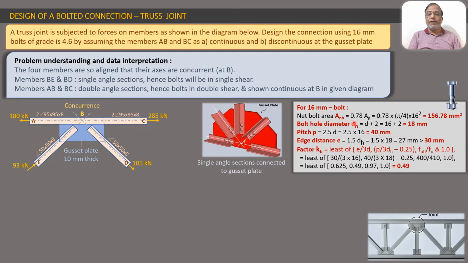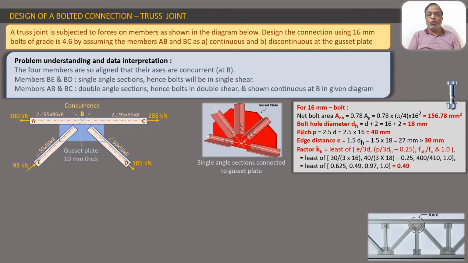This is given by 0.78 into AG, where AG is the gross cross-sectional area, that is the cross-sectional area at the shank. So this works out to be 0.78 into pi by 4 into 16 square, where 16 is the diameter of bolt. So this amounts to 156.78 mm square.